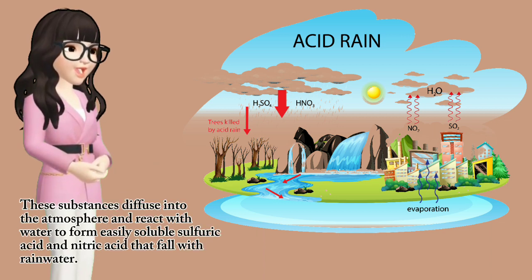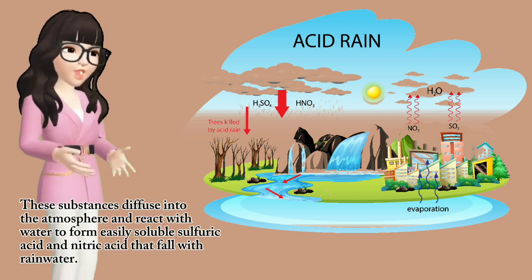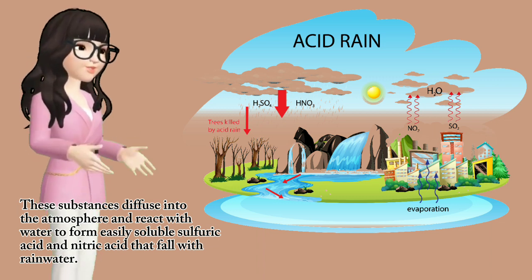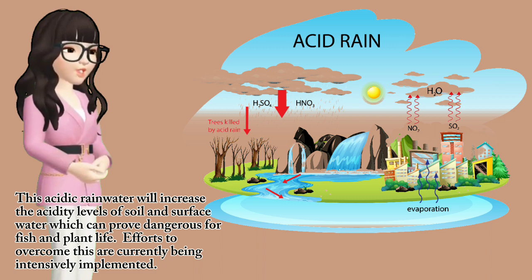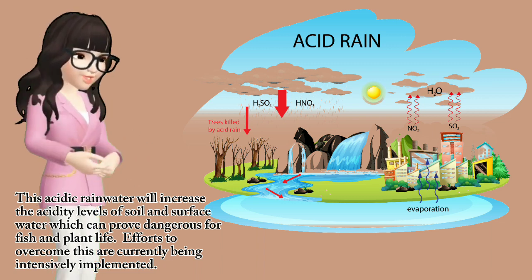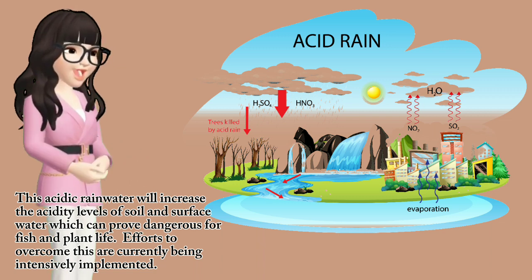These substances diffuse into the atmosphere and react with water to form easily soluble sulfuric acid and nitric acid that fall with rainwater. This acidic rainwater will increase the acidity levels of soil and surface water, which can prove dangerous for fish and plant life. Efforts to overcome this are currently being intensively implemented.